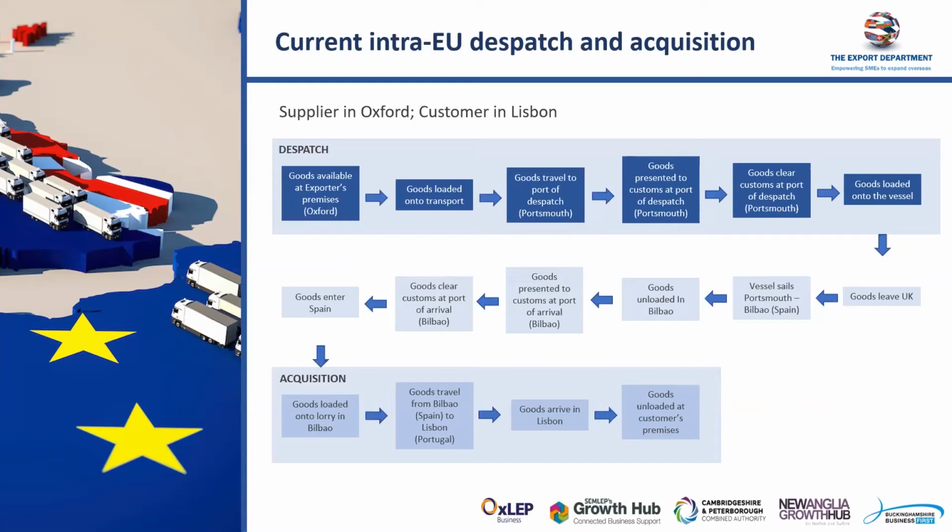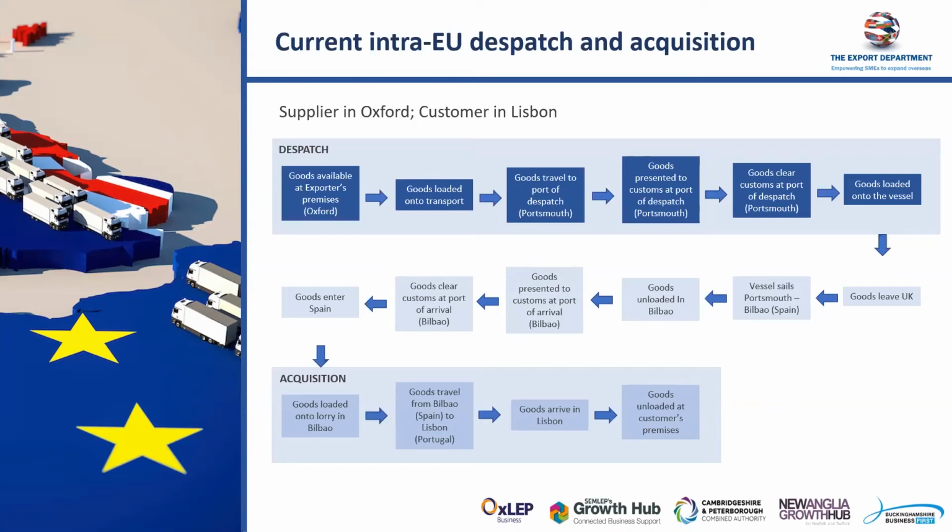So it's been so straightforward. The goods are available at the exporter's premises. The goods are loaded onto the transport. They travel to the port of dispatch, which here I've just suggested Portsmouth, because I know that goes Portsmouth, Bilbao, there's the route. The goods are presented at customs at the port of dispatch. There's really minimal clearance that takes place, and the goods are loaded onto the vessel. They leave the EU, they leave the UK.